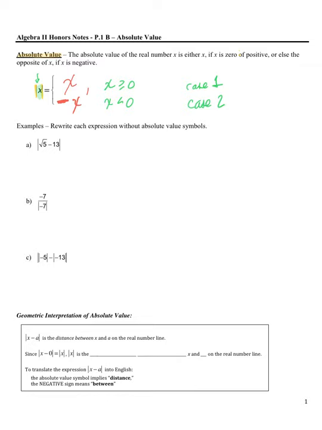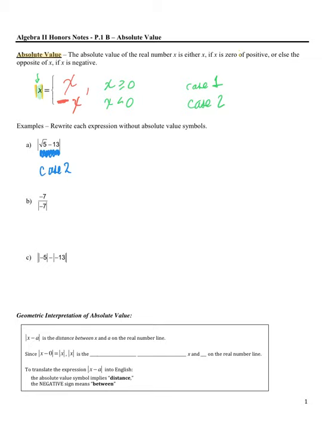So let's go ahead and take a look at how we can evaluate expressions with absolute values. So we need to rewrite each expression. Now, let's look at the input. The square root of 5 is approximately what? Well, it's greater than the square root of 4, which is 2, but it's less than the square root of 9, which is 3. So I need to think about that input. Is this going to be positive or negative? Well, it's going to be negative. This is going to be a negative value. So I'm going to use case 2, because that input is a negative value.